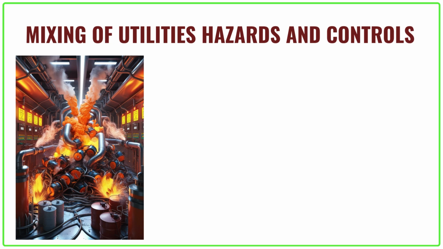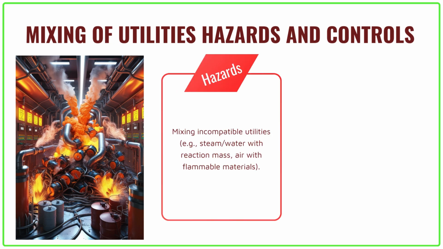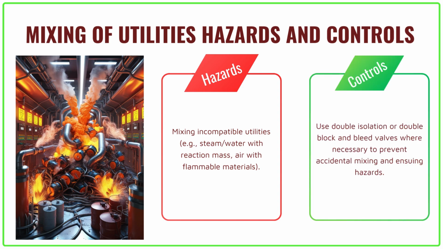Mixing of utilities. Mixing incompatible utilities, for example, steam or water with reaction mass, or air with flammable materials, can lead to serious hazards. Use double isolation or double block and bleed valves where necessary to prevent accidental mixing and ensuing risks.